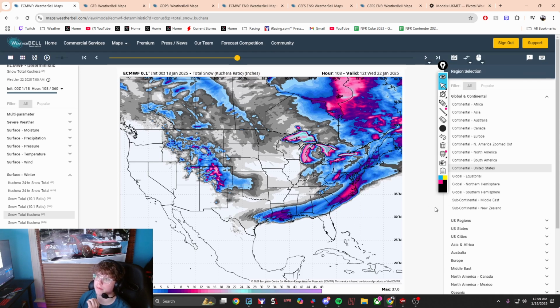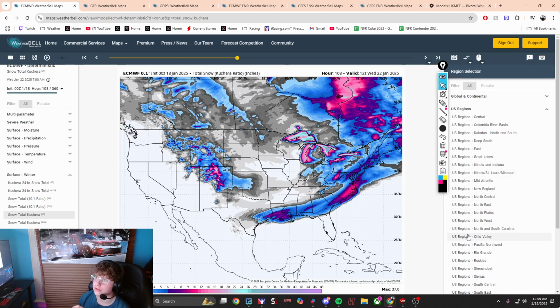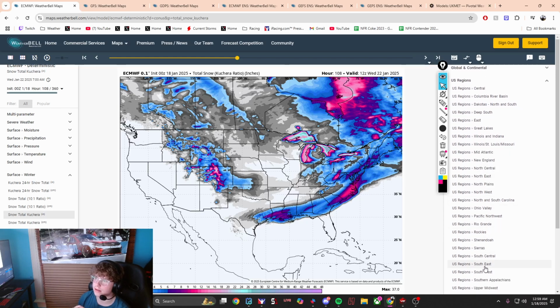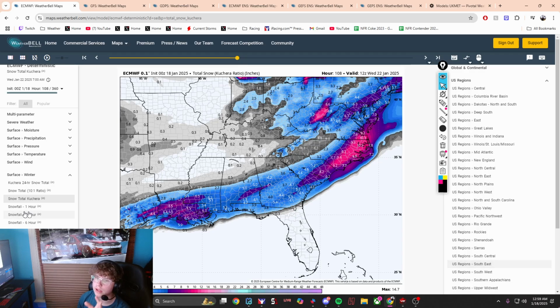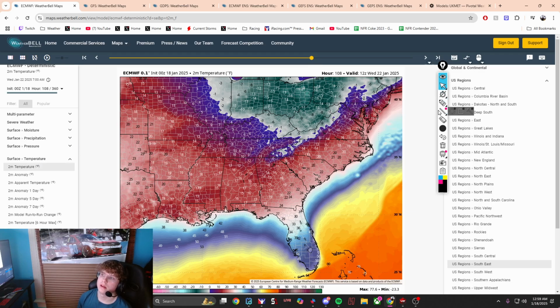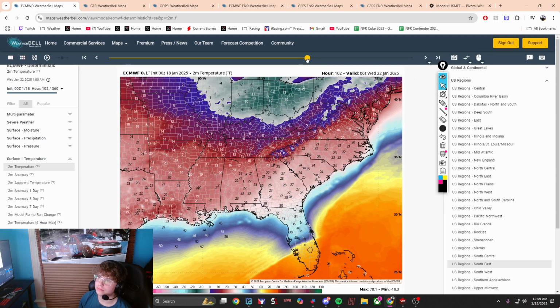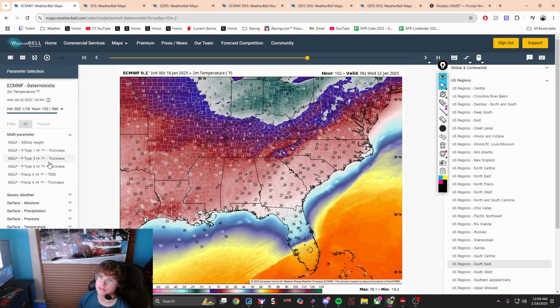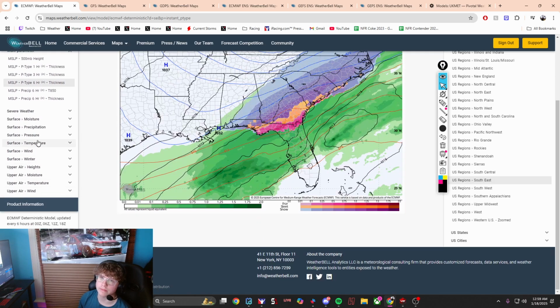But something I want to keep in mind is the temperatures when this will happen. So if we go to U.S. regions, go to southeast here, if I can find it, there it is. Again, don't look at the map. Don't look at it yet. I want to look at 2-meter temperature. Now, I think this might be a tad... Oh, this is after the storm. It's about the time. So let me see. Okay, this is about when the storm's going on.